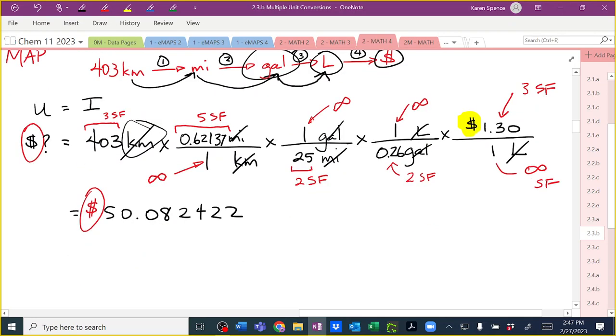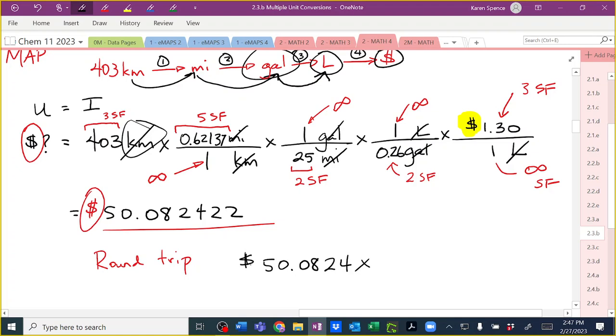Oh, except that it's a round trip. So if it is a round trip, what do I have to do with that number? I have to multiply it by 2. So I have 50.0824. I'm just going to round it there because that's going to be way more numbers than I need. Times 2 is equal to 100.1648 dollars.